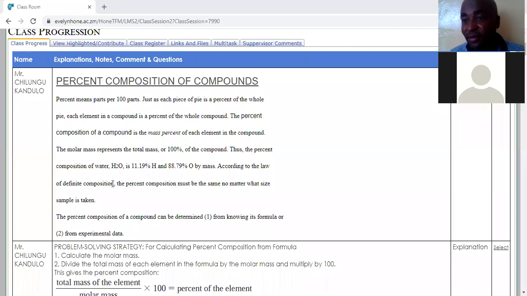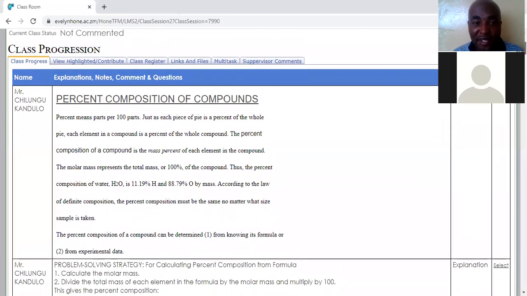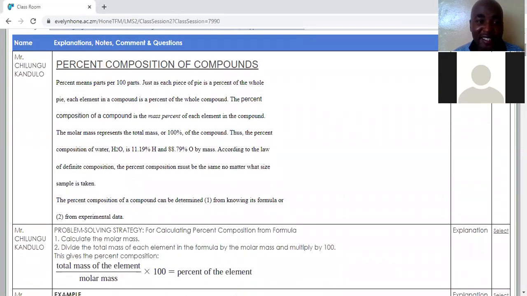So we're still on that topic, quantitative composition. Last time we said that instead of substances, we've specified compounds, because an element just has one thing, it's just itself. But compounds are made up of different elements. That's why we struggle so much with finding the composition of a compound. So the first one is the percent composition of a compound.